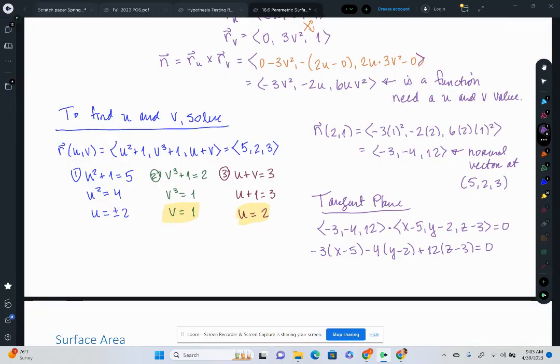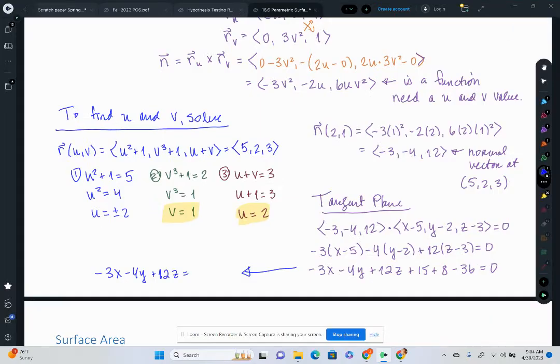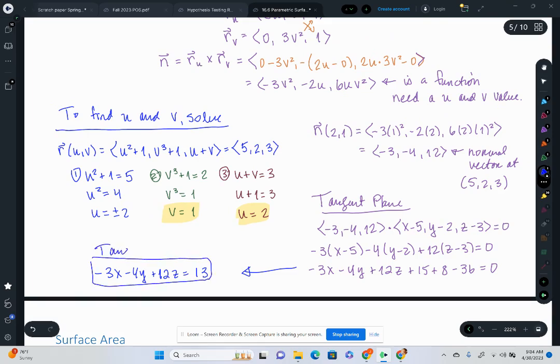And we could simplify this just a bit. We get negative 3x minus 4y plus 12z. I have a plus 15, a plus 8, and a minus 36 is equal to 0. And just one more simplification. We get negative 3x minus 4y plus 12z is equal to, so 15 and 8 is 23, minus 36 would give me a negative 13, which becomes a positive 13 on the other side. All right, that's our tangent plane.